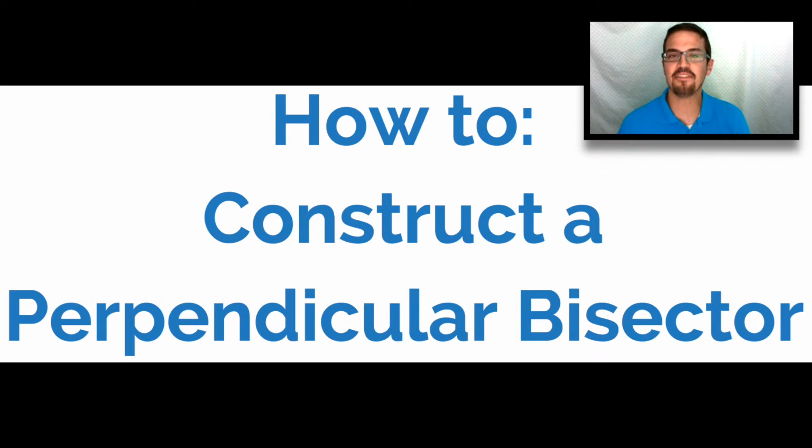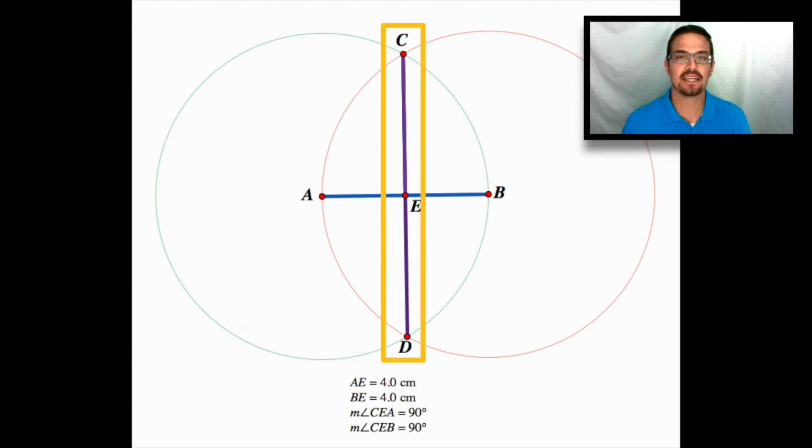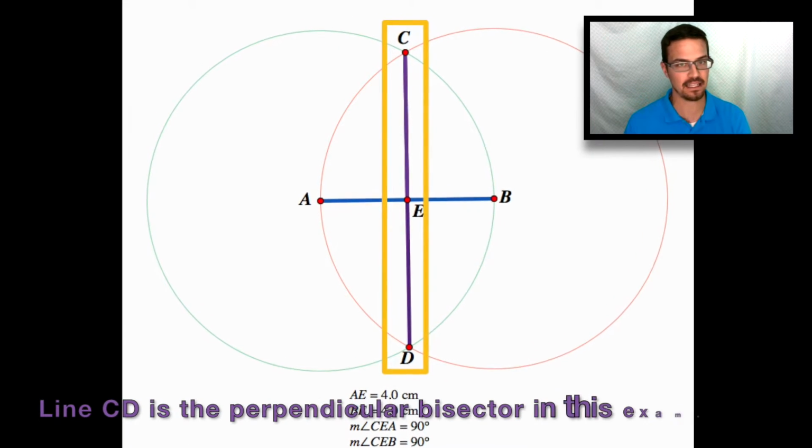Alright, so this is going to be a video on how to construct a perpendicular bisector. Constructing a perpendicular bisector basically entails drawing a line that cuts a line segment in half at 90-degree angles, kind of like this.